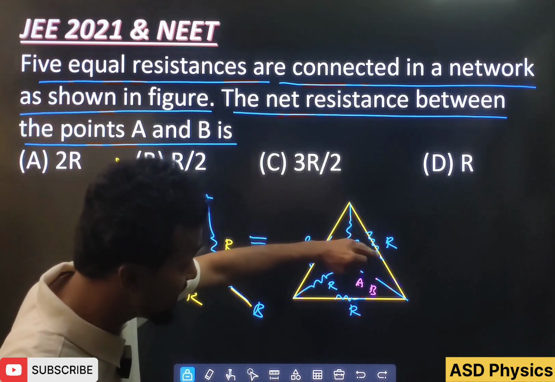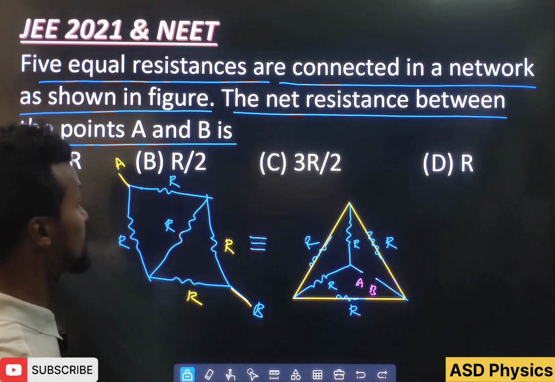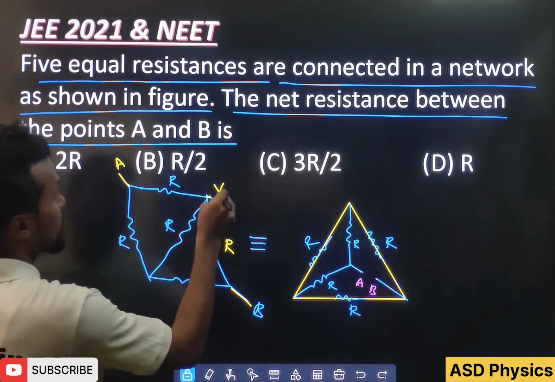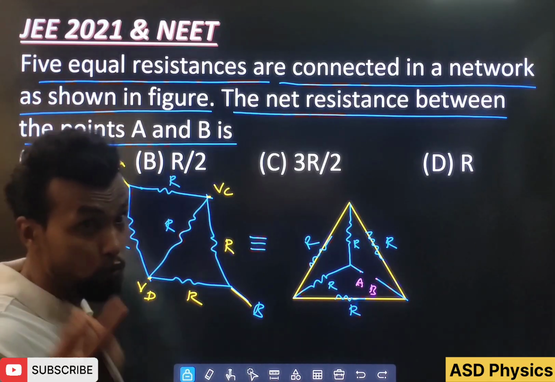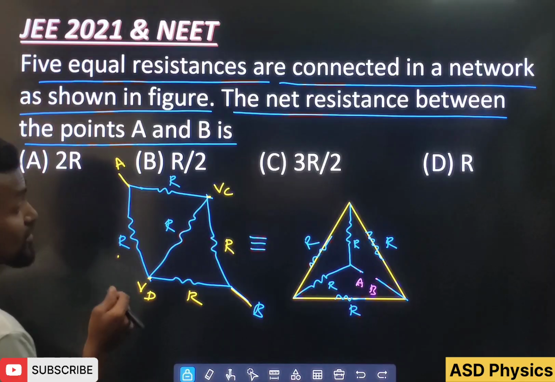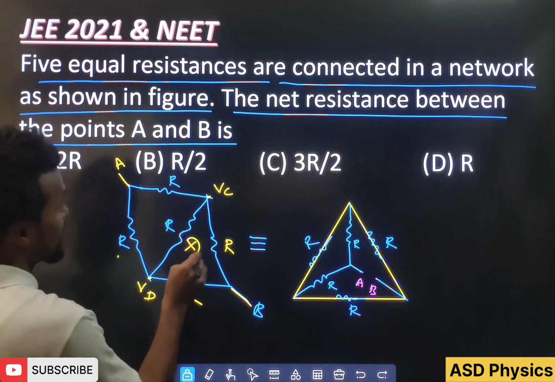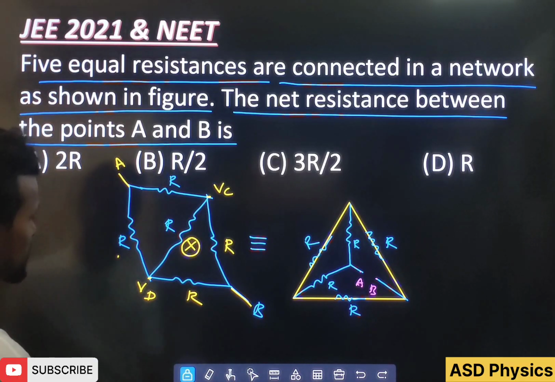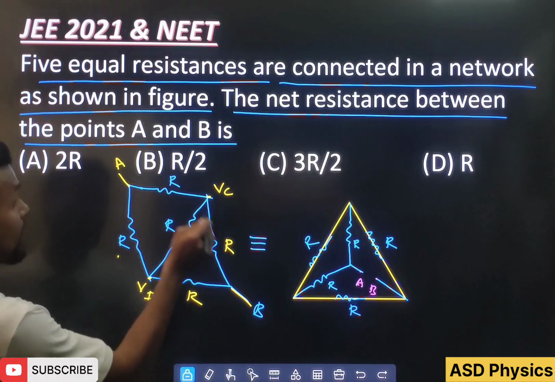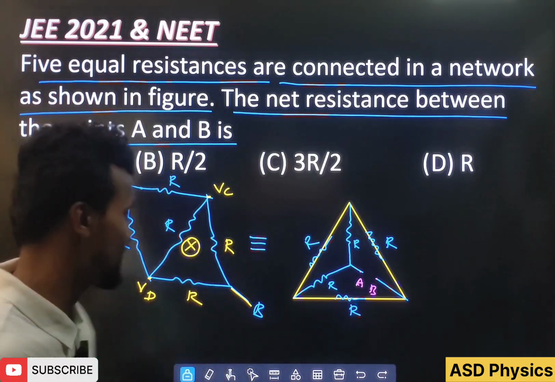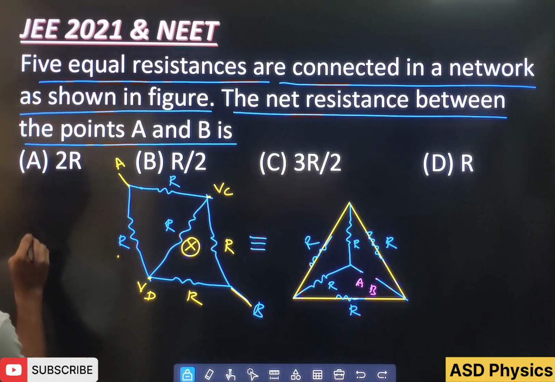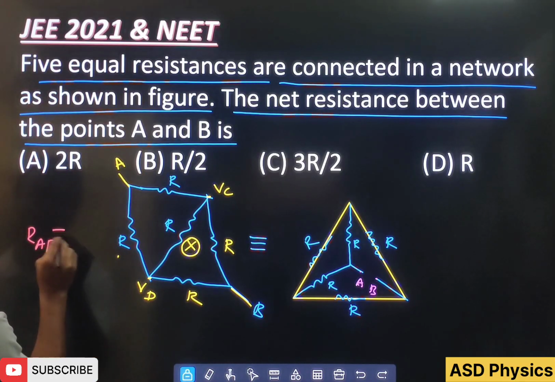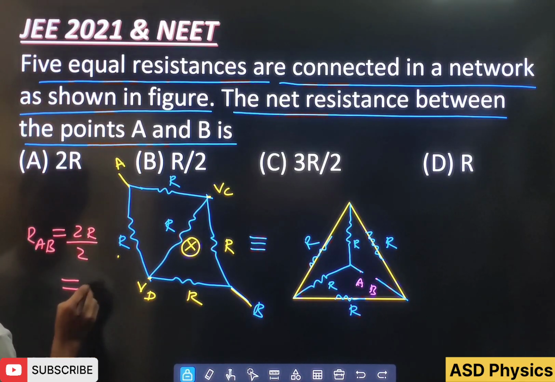Why? Because this A I have taken to this side and it has become this. If this is the potential VC, and here potential VD, so R by R1, again R by R1. So what will happen, students? This resistance can be removed. So from here we can tell, students, this R and this R are in series, 2R. This R and this R are also in series, 2R. 2R and 2R are in parallel. So RAB will become 2R by 2, how much here?